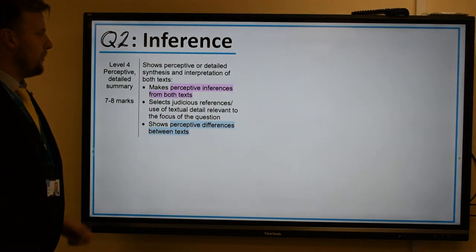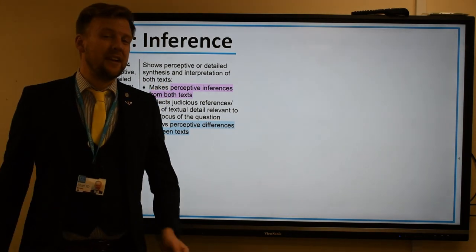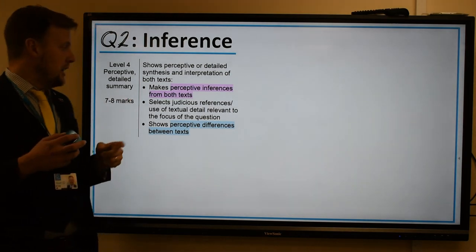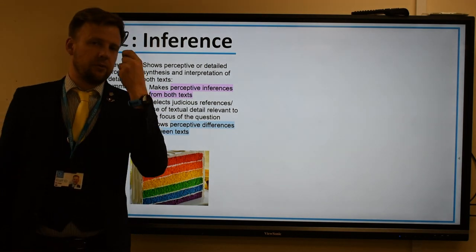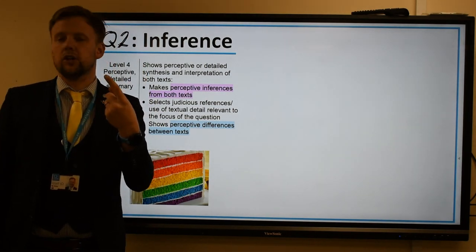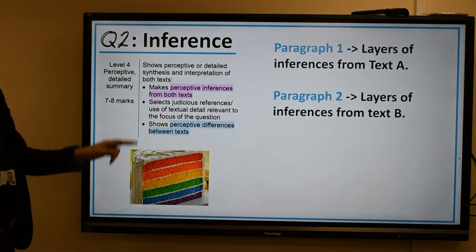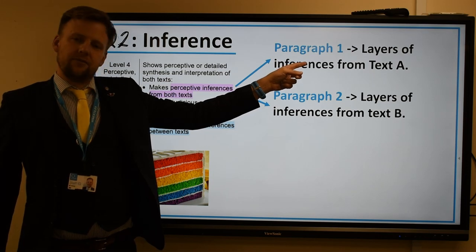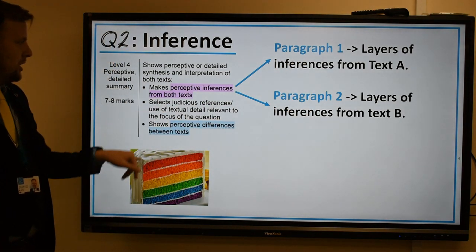Okay? Now, if we look at the mark scheme for this one, it wants, first of all, perceptive inferences from both texts. So, just like previously, the way we get to perceptive is with our layers of ideas. We don't just want to make one inference because we're not going to get a very good mark. We want to layer up our different ideas. That looks like a paragraph on text A and what we can infer from text A, and a paragraph from text B.